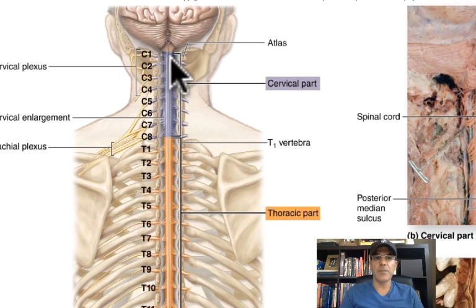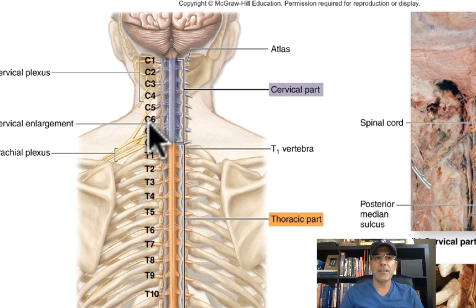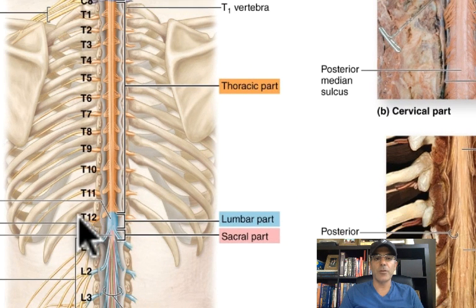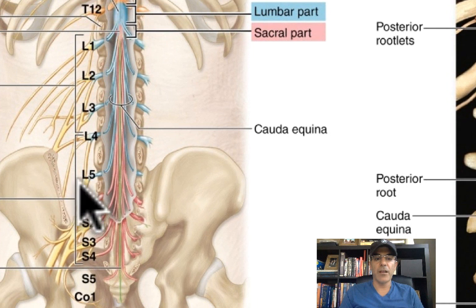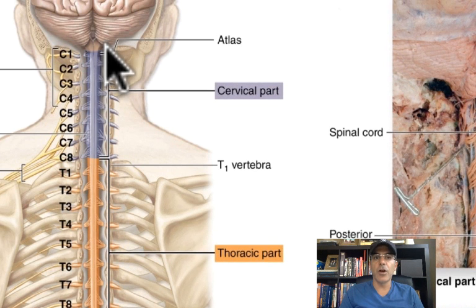Let's take a look at this picture. We have 8 cervical spinal nerves. We have 12 thoracic spinal nerves. We have 5 lumbar spinal nerves. We have 5 sacral spinal nerves, and we have 1 coccygeal. I have to remind you that the spinal column has only 7 cervical vertebrae.